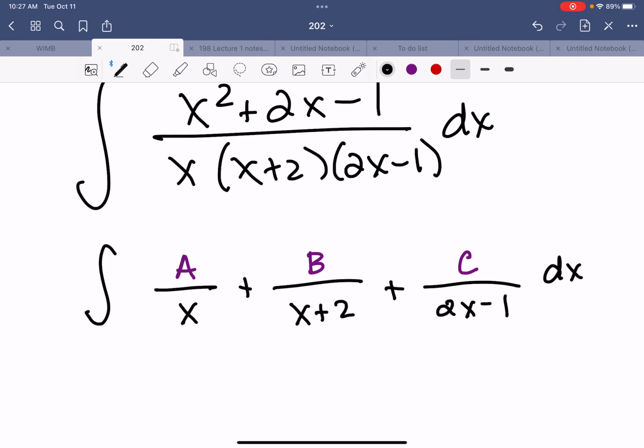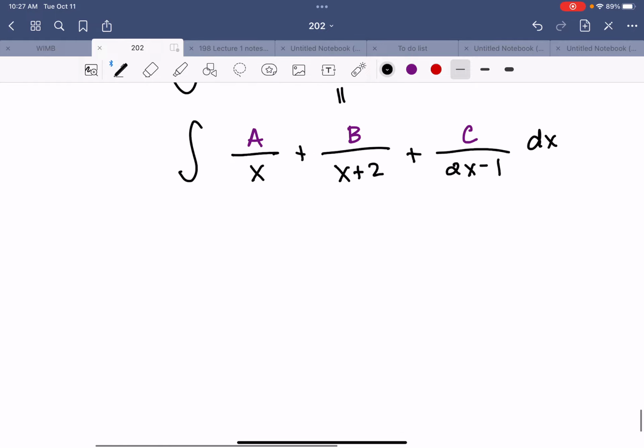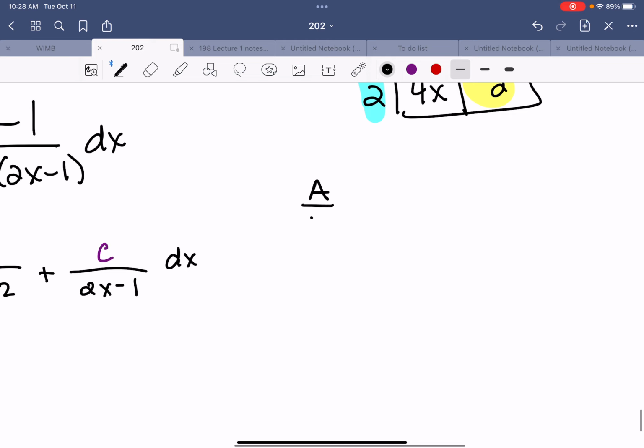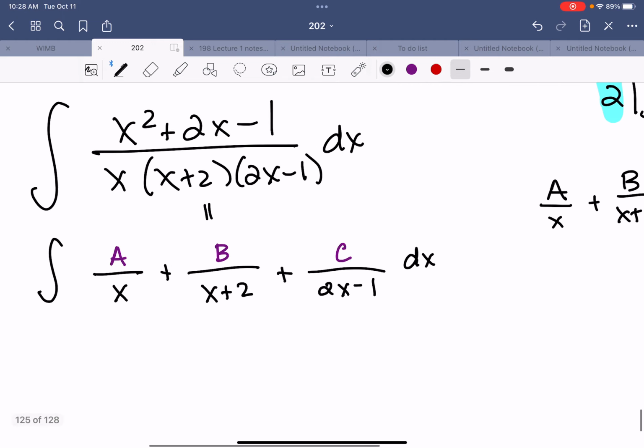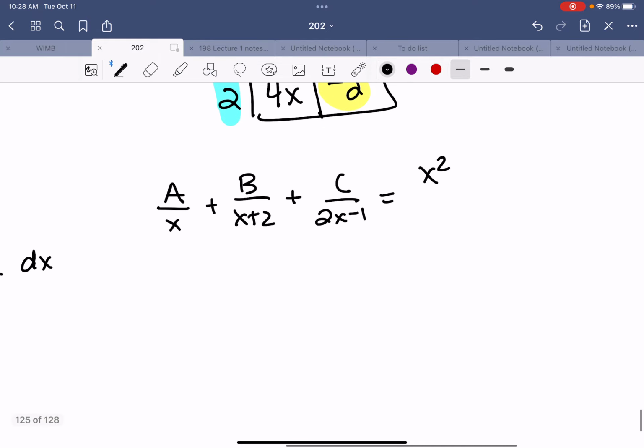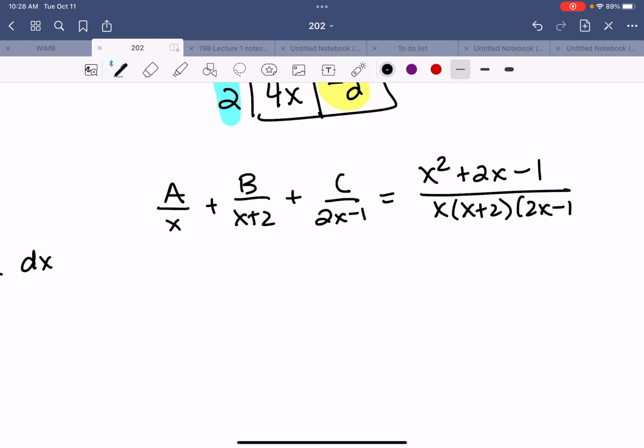Okay. Now, in order to find capital A, capital B, and capital C, I am going to set these two things equal, right? So I'm going to do it over here. I have A over X plus B over X plus 2, and I have C over 2X minus 1. And that has to be equal to what I had originally over here, which is X squared plus 2X minus 1 all over X times X plus 2 times 2X minus 1.